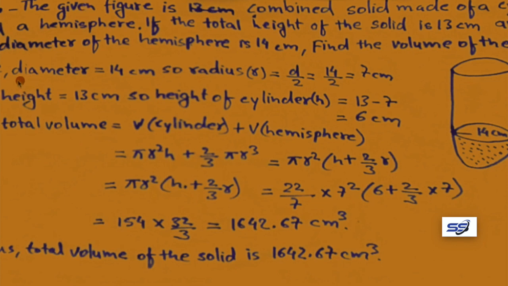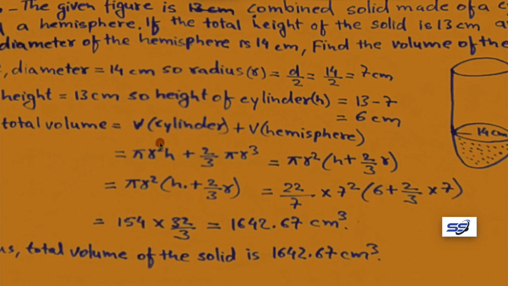Given in our question, the diameter is 14 cm. So radius R is equal to D upon 2, equal to 14 upon 2, which is 7 cm. Total height is equal to 13 cm. So height of the cylinder is equal to 13 minus 7, which is 6 cm. Now total volume is equal to volume of cylinder plus volume of hemisphere. Both volumes shall be added.